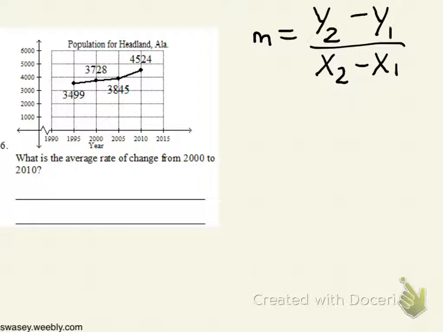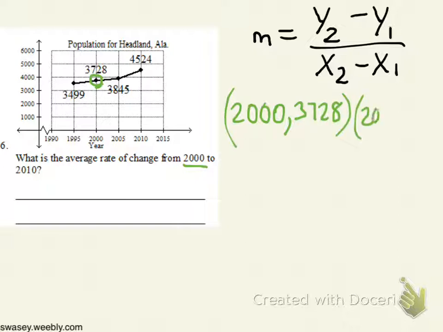Here we're looking at a little bit different format, but we're still finding rate of change. This time we're looking from 2000. So we've got the points there. So 2000, 3,728. And then 2010, population was 4,524. So that's our ordered pairs. We'll label them and substitute into the slope formula.